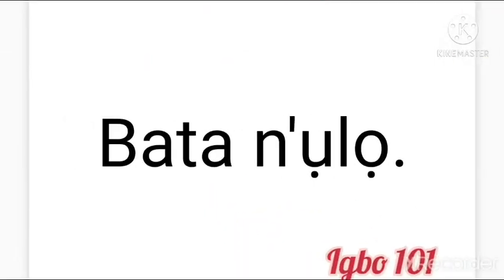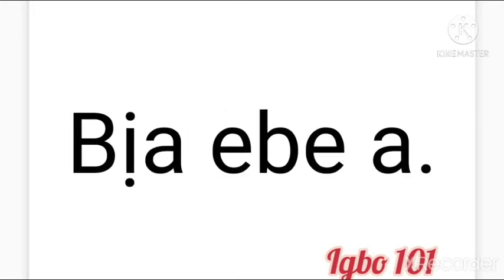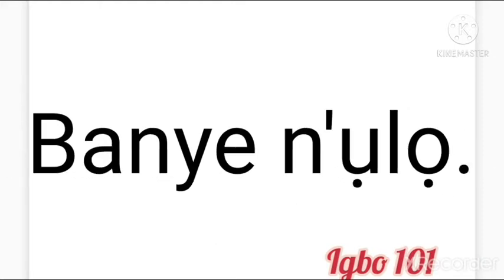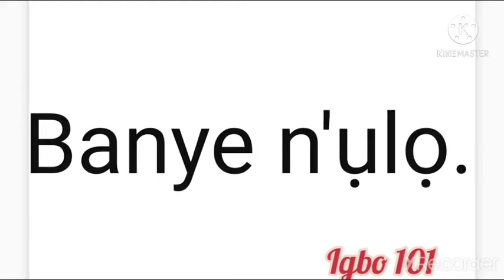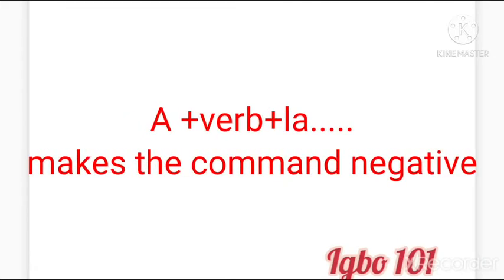So you have bata nulo, that is a command, enter the house. Bieba is also a command, come here. And banye nulo, which is also a command, enter into the house. Now for you to form the negative, you have the alphabet A plus the verb and then plus la. So that makes a negative command.